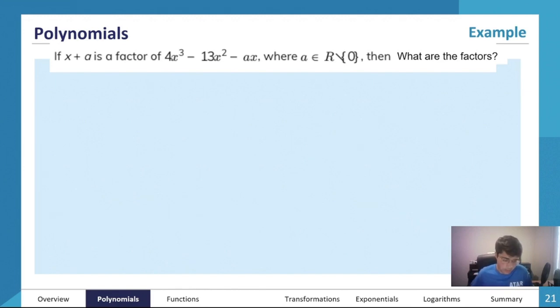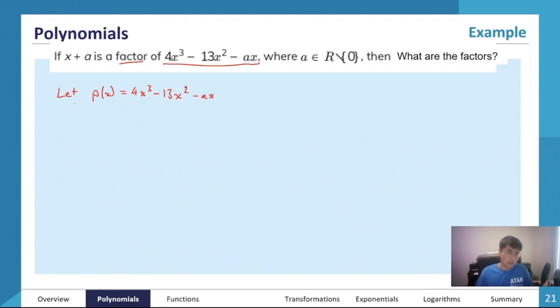Okay, so I'm going to get my pen out here. Oh, what's happened? There we go. First of all, we need to rewrite this polynomial in a way that we can justifiably apply the factor theorem, because this is what it's asking us to do. It's asking about a factor. So let p of x equal 4x cubed minus 13x squared minus ax.